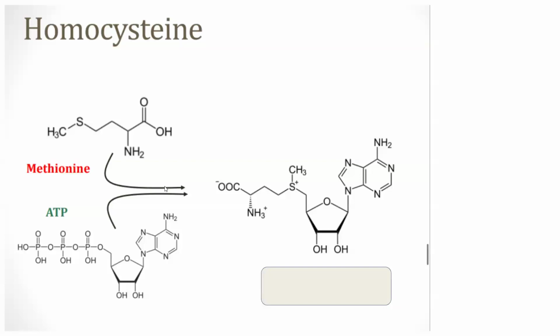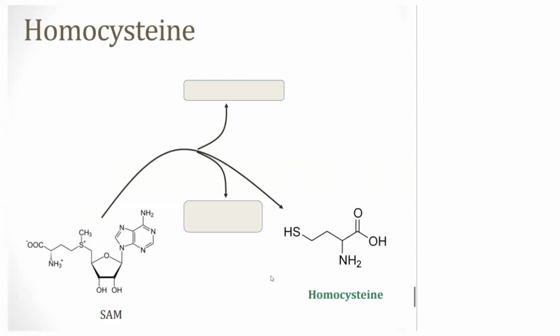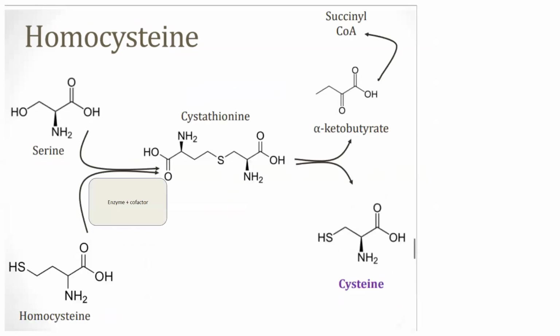Okay, so the first step, we said that methionine takes an adenosine group from ATP. What does it form? SAM, or our methyl donor, S-adenosylmethionine. Okay, SAM donates two things to form homocysteine. What are they? A methyl group and an adenosine group. And finally, homocysteine combines with serine to give us cysteine.